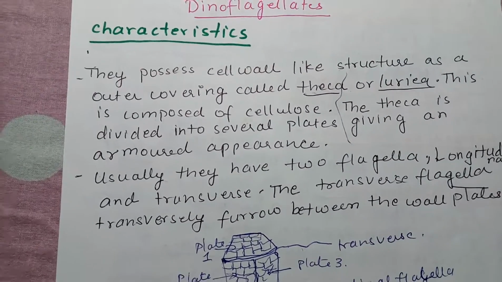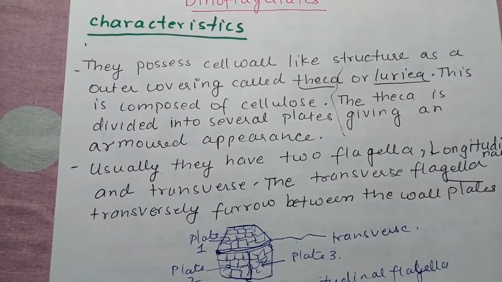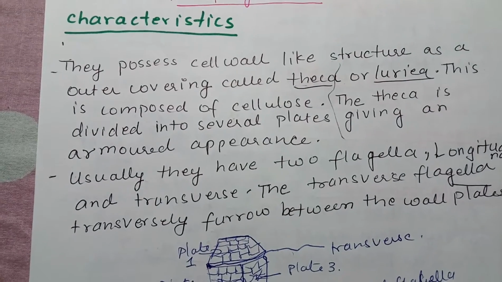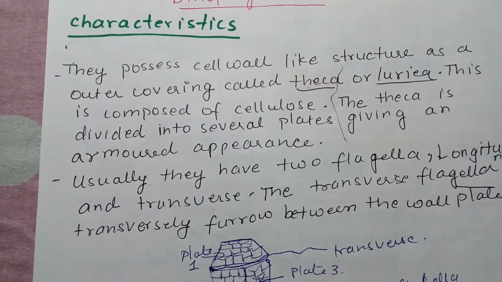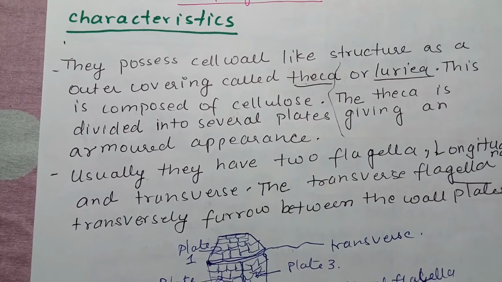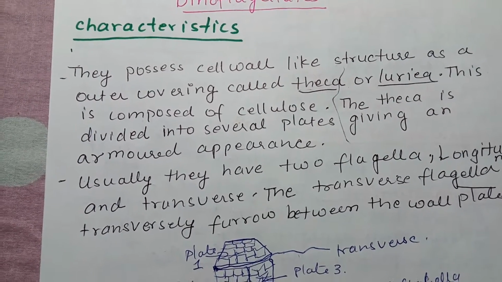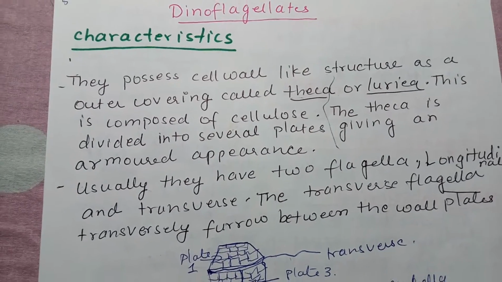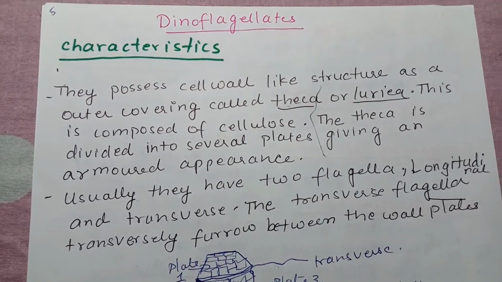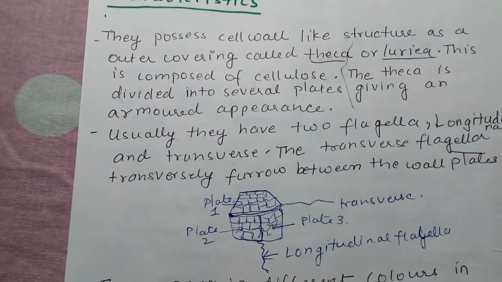They possess a cell wall like structure as an outer covering, which is called theca or lorica. This is composed of cellulose. The theca is divided into several plates, giving an armored appearance. It means the cell wall is not continuous, but it is divided into several plates.